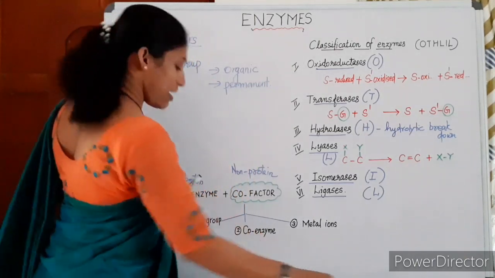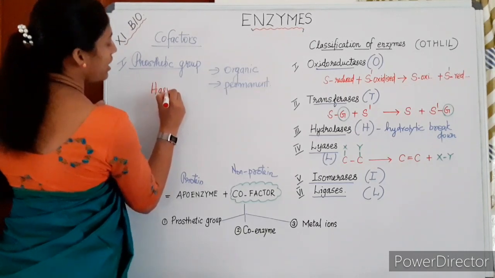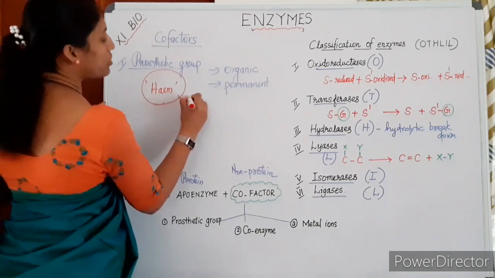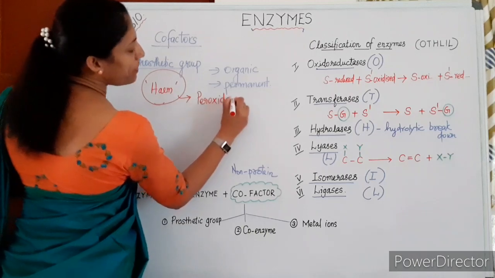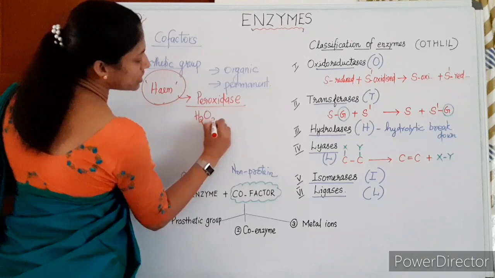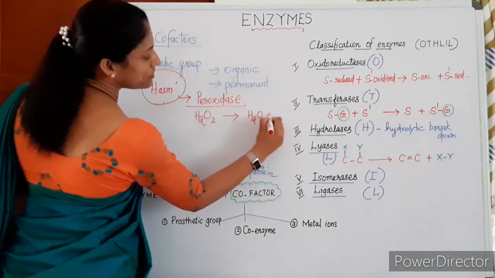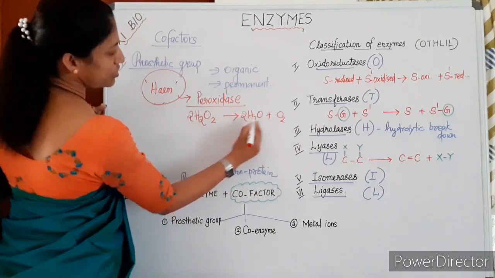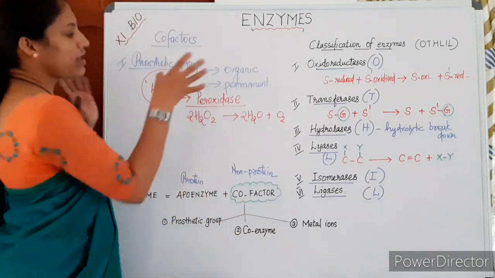Just as an example, you can learn heme, H-A-E-M, it's an organic part. Heme is the prosthetic group of the enzyme peroxidase. The peroxidase enzyme converts H2O2, hydrogen peroxide, to water and oxygen: 2H2O2 gives 2H2O plus O2. Okay, so just listen here.